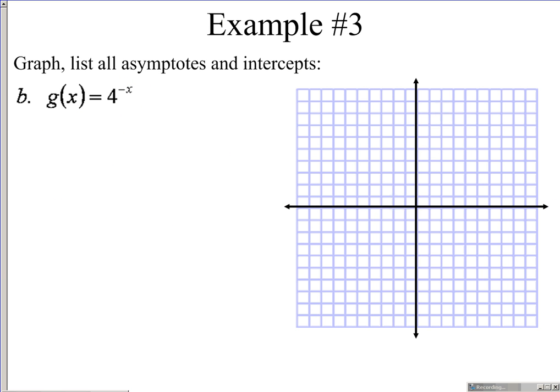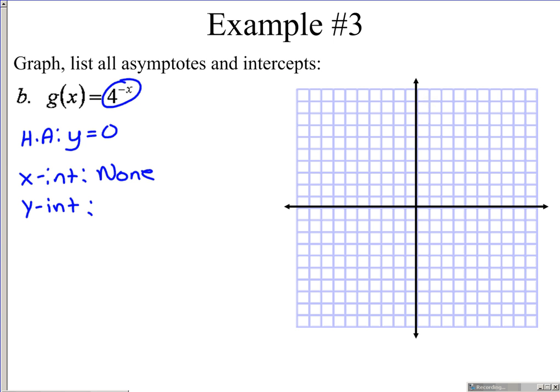Let's find our information. Horizontal asymptote. Function all by itself gets closer and closer and closer to 0. So y equals 0 is our horizontal asymptote. X-intercept, there still is none. Y-intercept, put in 0 for x, and we're going to get out 1.